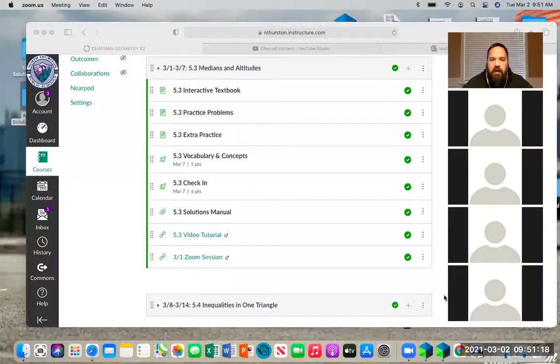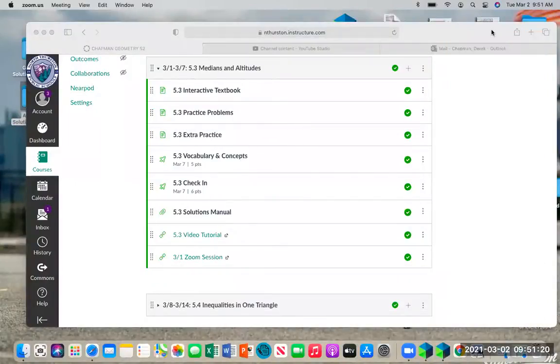Let me just go through what you have for this week, which is 5.3. If you've already had a jump start on this stuff, awesome job. This is the stuff that unlocked last Wednesday. If you haven't, that's okay. You've got all week. Still plenty of time to knock this stuff out.